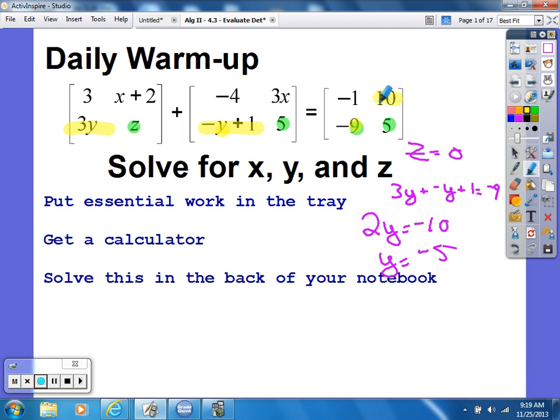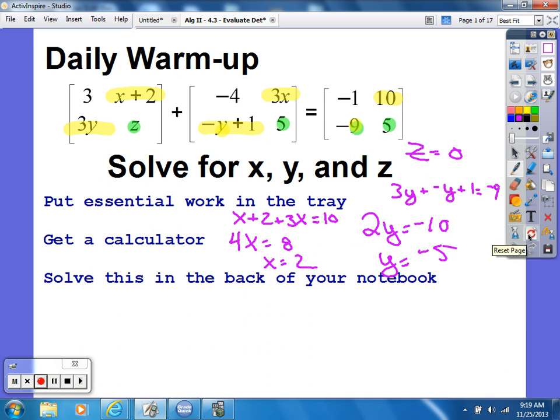If I'm dealing with x, that'd be this one here. So my equation is x plus 2 plus 3x equals 10. For x equals, subtract 2, I get 8. X equals 2. Any questions on those? Okay, so that's the practice of solving for x, y, and z. All you have to do is, remember, make your equations.